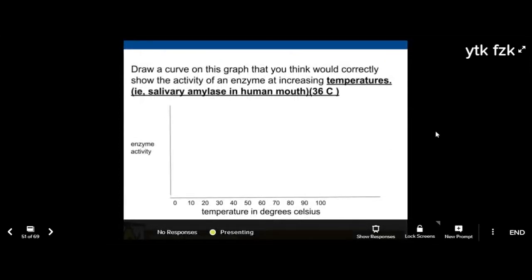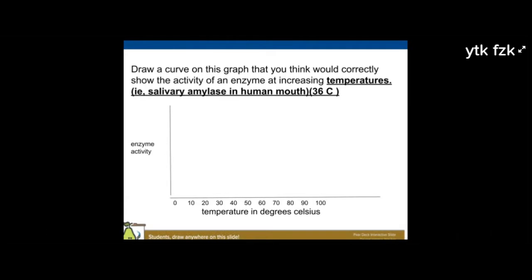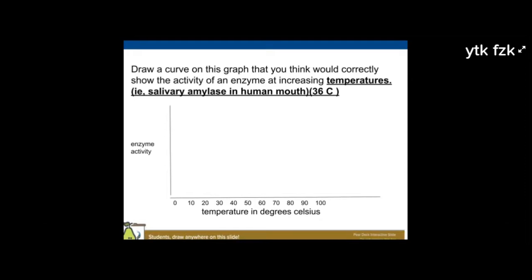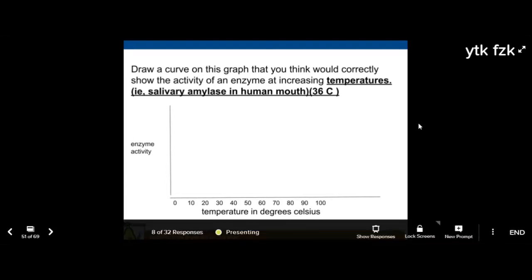Okay, so here, try your luck at this. Draw on this a curve that you think would correctly show the activity of an enzyme at increasing temperatures, and we're talking about salivary amylase, which is in the human mouth. An ideal body temperature, not in Fahrenheit, be careful, this is Celsius. So your ideal body temperature, 98.6, converts to 36 or 37 degrees Celsius. So what kind of curve do you think you would have here for temperature effect on this human enzyme?